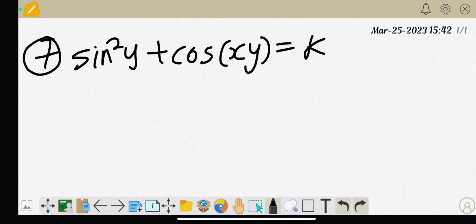If you have the problem in this way, cos you have to differentiate as it is. Cos differentiation is minus sine, correct? And after that, how can you do? Then what is inside, differentiate that. Okay, so let's solve that.